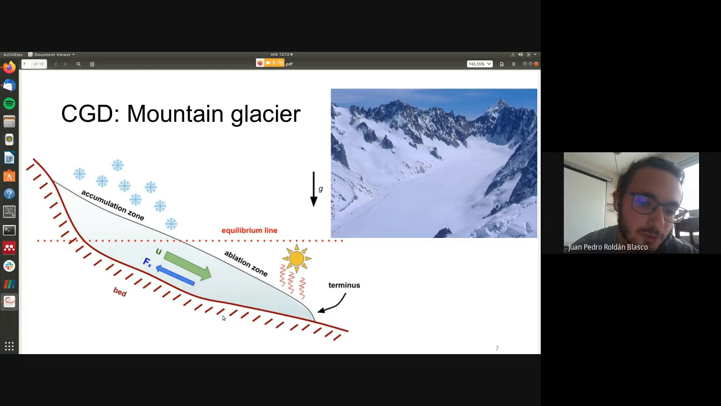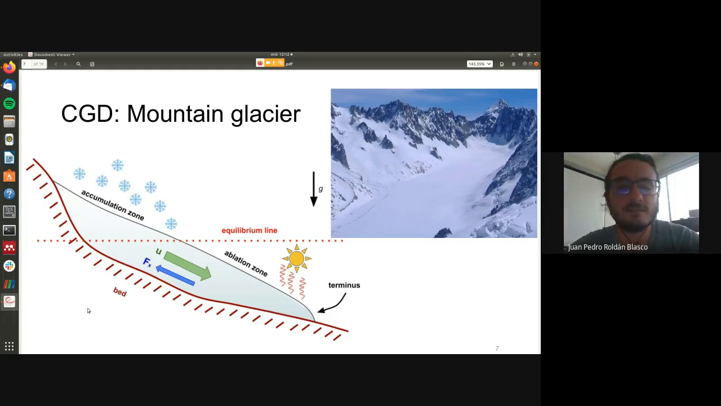And this whole idea of this basic scheme is something that is quite well understood and accepted. So this is not where the issue is. And of course, that depends on how you model a glacier, and on what kind of glacier you have. So this is the very easy, basic shape of mountain glaciers.